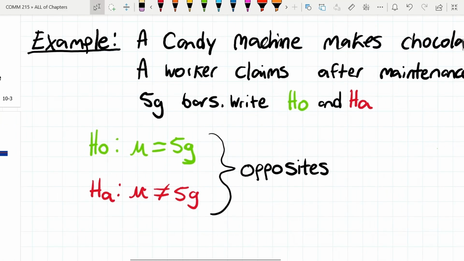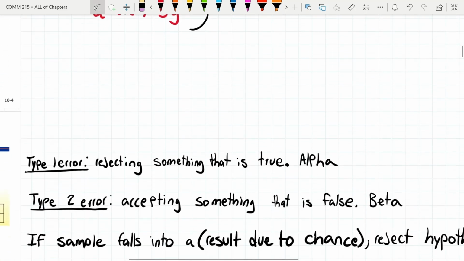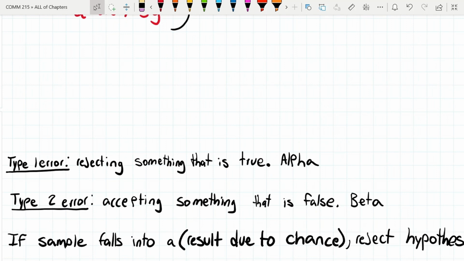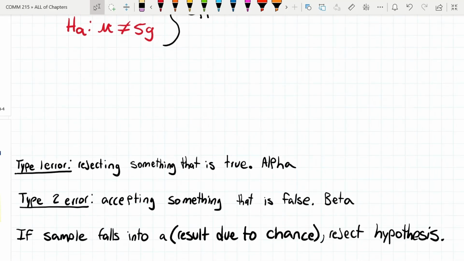When we're dealing with null and alternative hypotheses, we have two types of errors. We have a type 1 error, which means rejecting something that is true, and we call this alpha. So if we reject something accidentally, not on purpose, but from our testing we reject it, and it ends up being true, that is called a type 1 error. And a type 2 error is accepting something that is false. That means there was a problem in the way we tested something, or in our confidence interval, so that we accepted something that is in fact not true. We shouldn't have accepted it. That's why they're called errors.